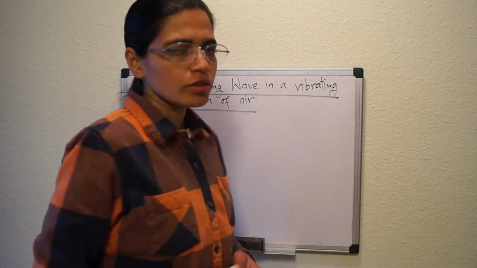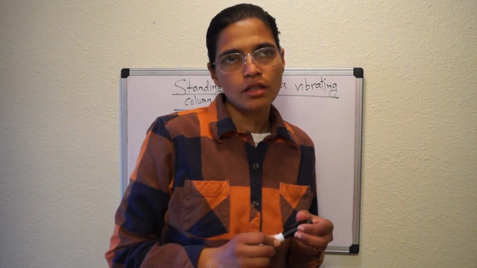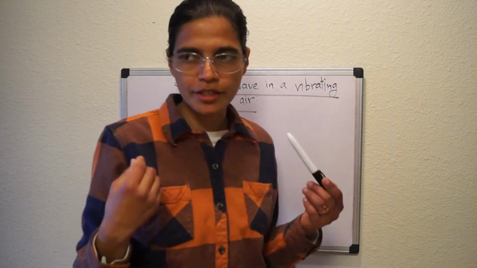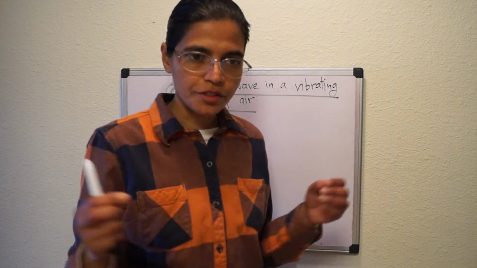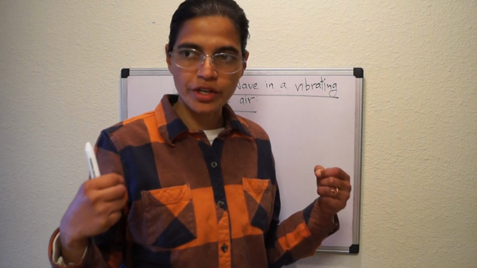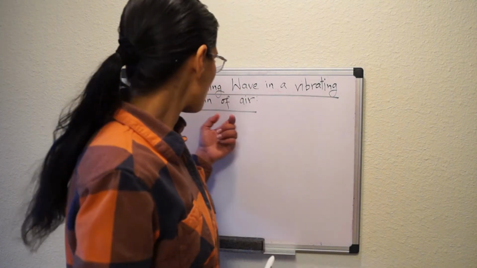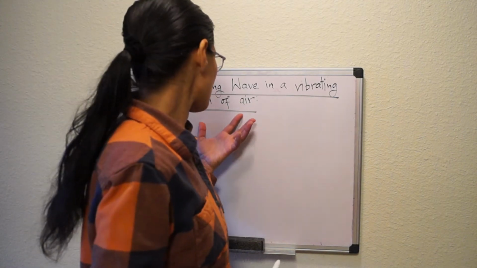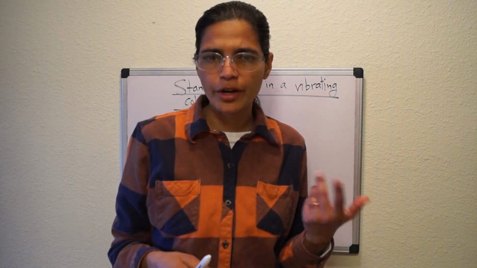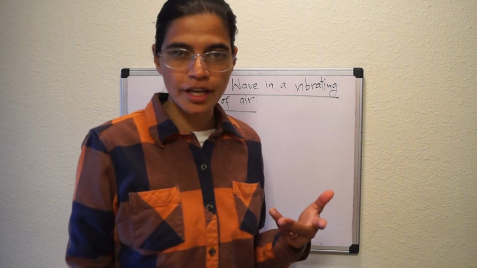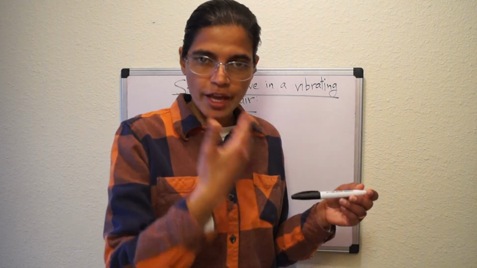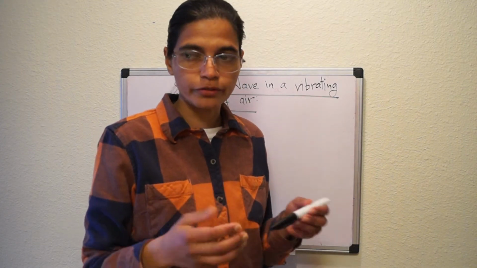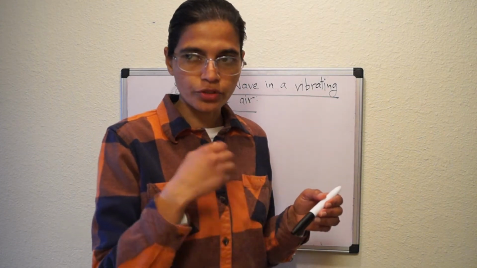So last time we looked at a standing wave in a string, when the ends of the string were fixed. What do you think about the wave we would have in a vibrating column of air? An example would be a flute. When you blow a flute, air passes through the column.